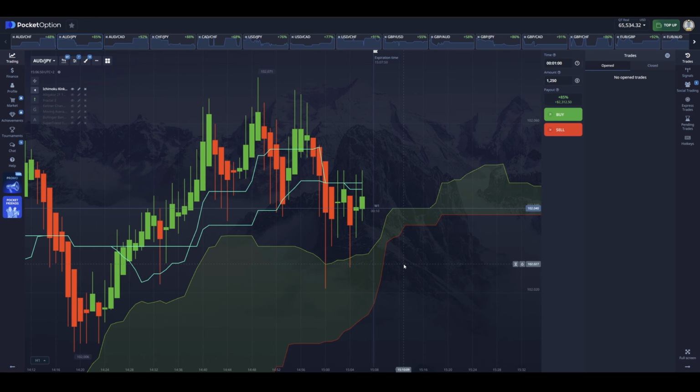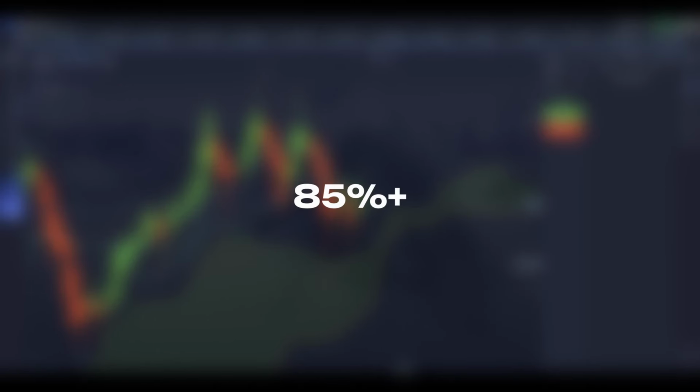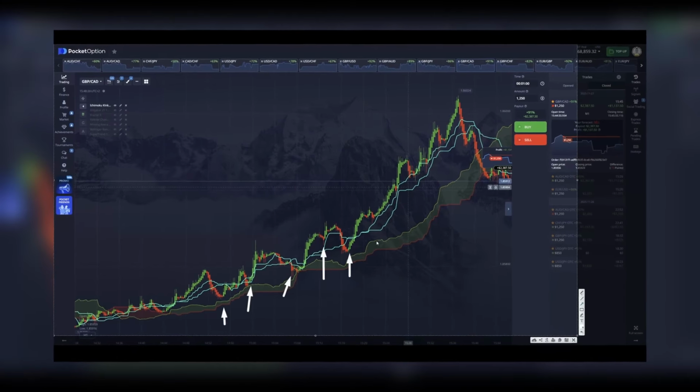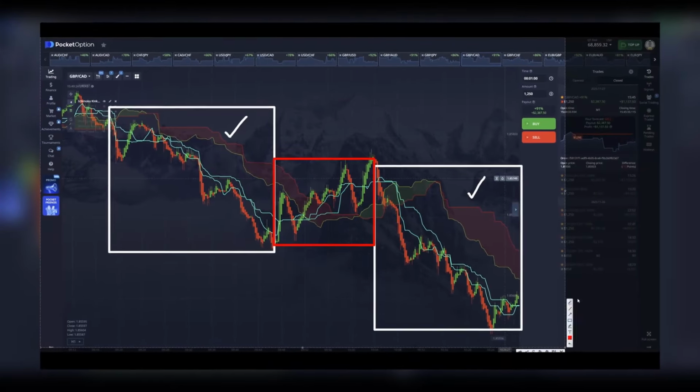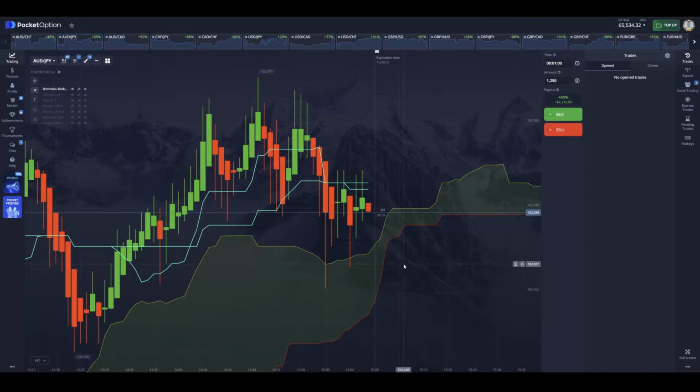Now, I'm going to share with you a strategy for Pocket Option that allows me to close more than 85% of my trades in profit. I'll show you all the entry points, all the indicators, and also the market traps you should avoid. So watch closely, and maybe after this video, you can take this strategy for yourself and get the same results. Let's get started.